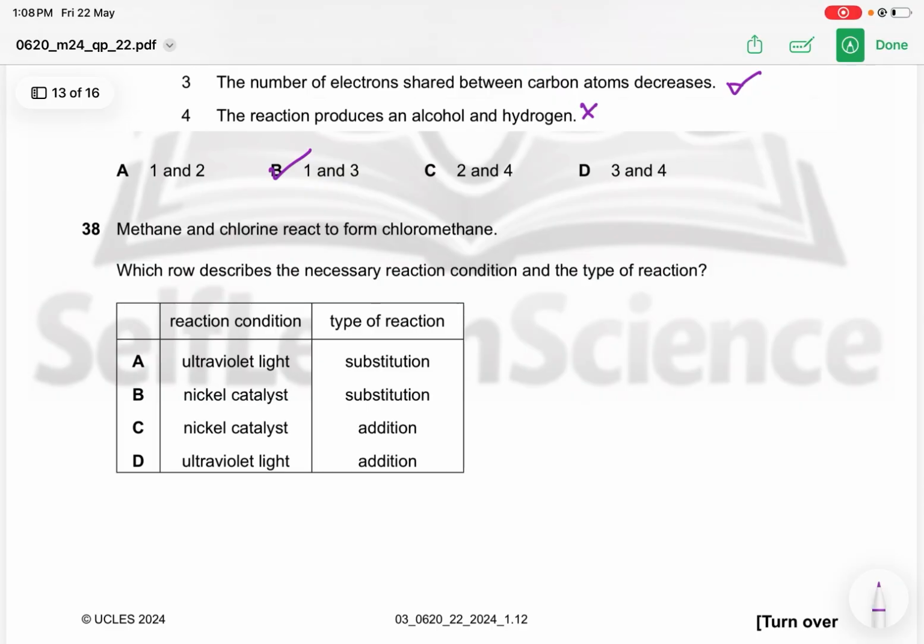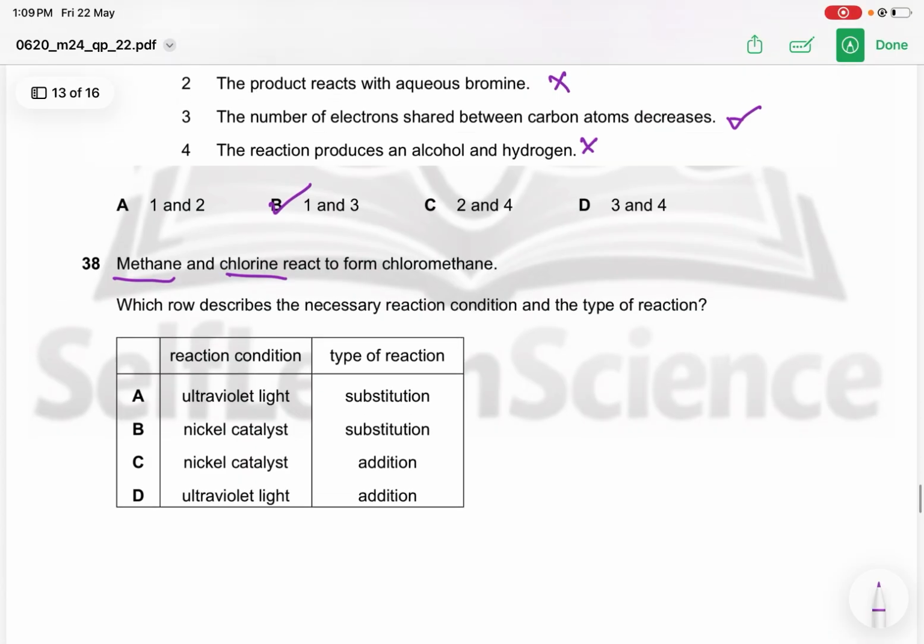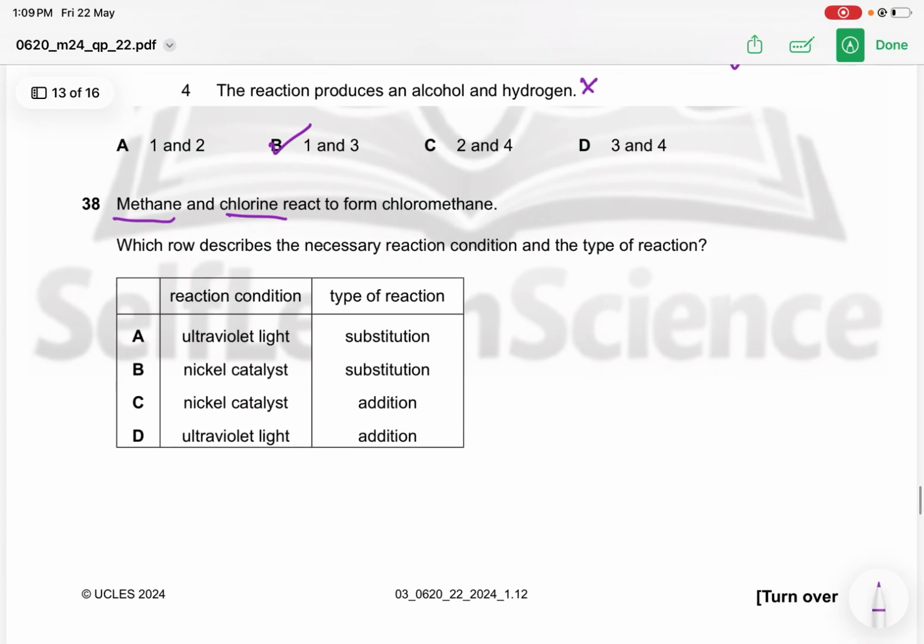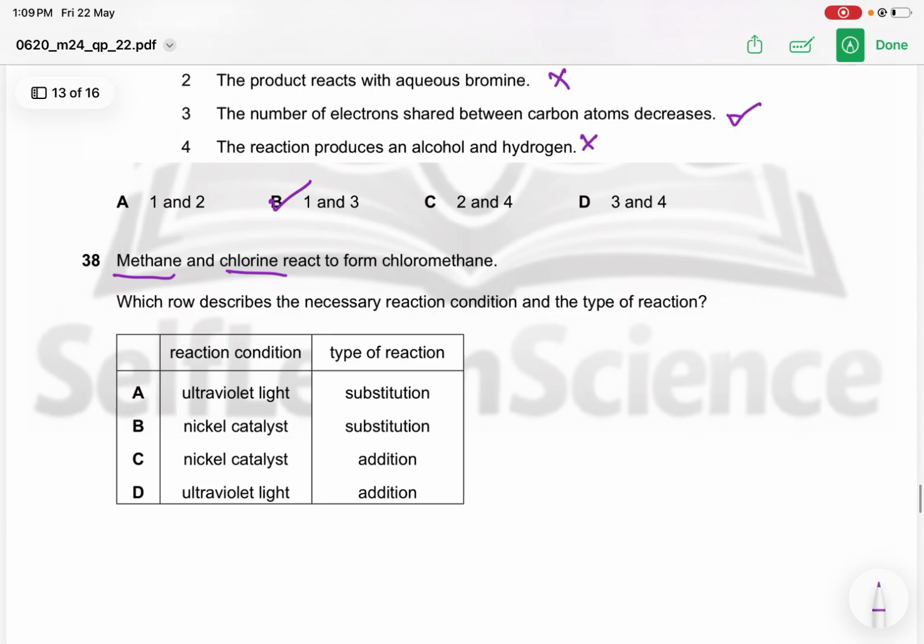Next, methane and chlorine react to form chloromethane. Which row describes the necessary reaction conditions and type of reaction? Methane, which is an alkane, when it reacts with chlorine, it is actually a substitution reaction which requires ultraviolet light. Okay, so the reaction condition is ultraviolet light and it is a substitution reaction. So A is the correct answer.